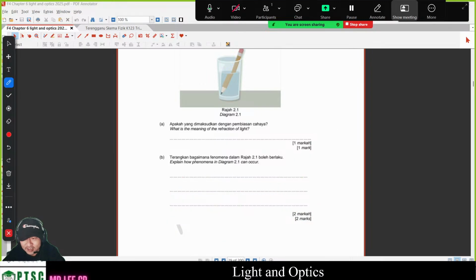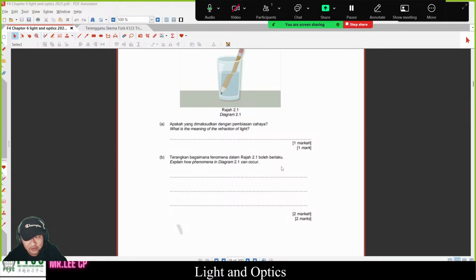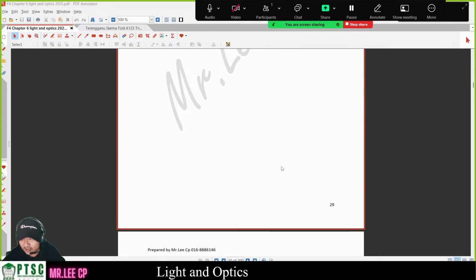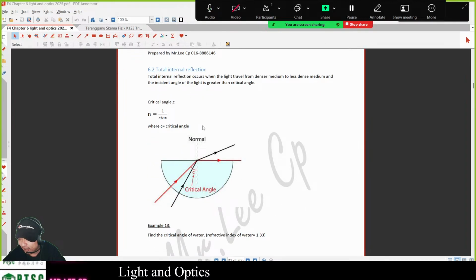Normally this kind of question is very hard to get a mark. You need to be very accurate with the answer, then you will get the mark. Okay, so I am going to skip this one. So we go to 6.2. Right? I'm going to do it fast.